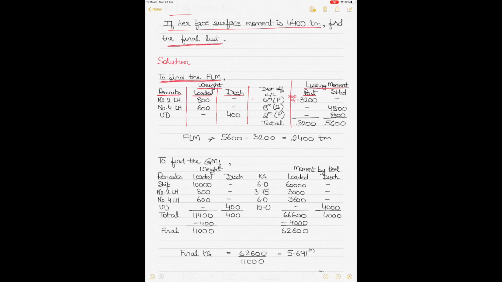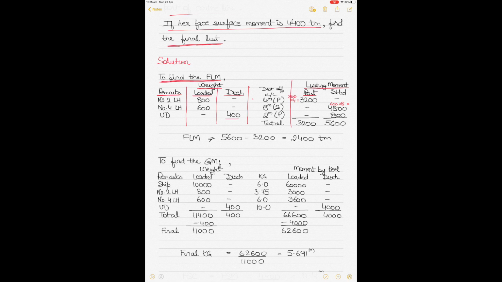In the second case, the 600 tons was loaded on the starboard side, because of which the listing moment will be towards starboard. So the final listing moment on the starboard side will be calculated by 600 times 8, which is equal to 4,800.